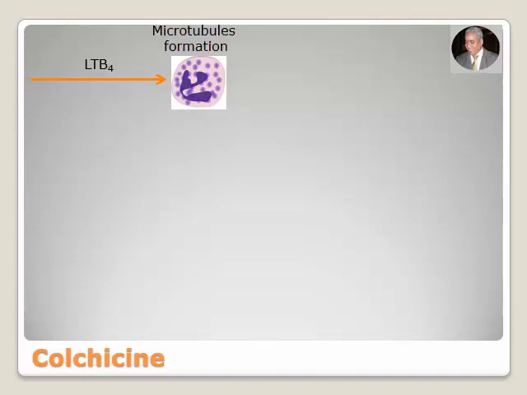Colchicine is the most specific drug for gout. The inflammatory reaction in gouty arthritis starts by recruitment of neutrophils, which is achieved by leukotrienes, for example LTB4. The migration of neutrophils to the site of inflammation is achieved by the microtubules. Microtubules are formed from the tubulin protein.